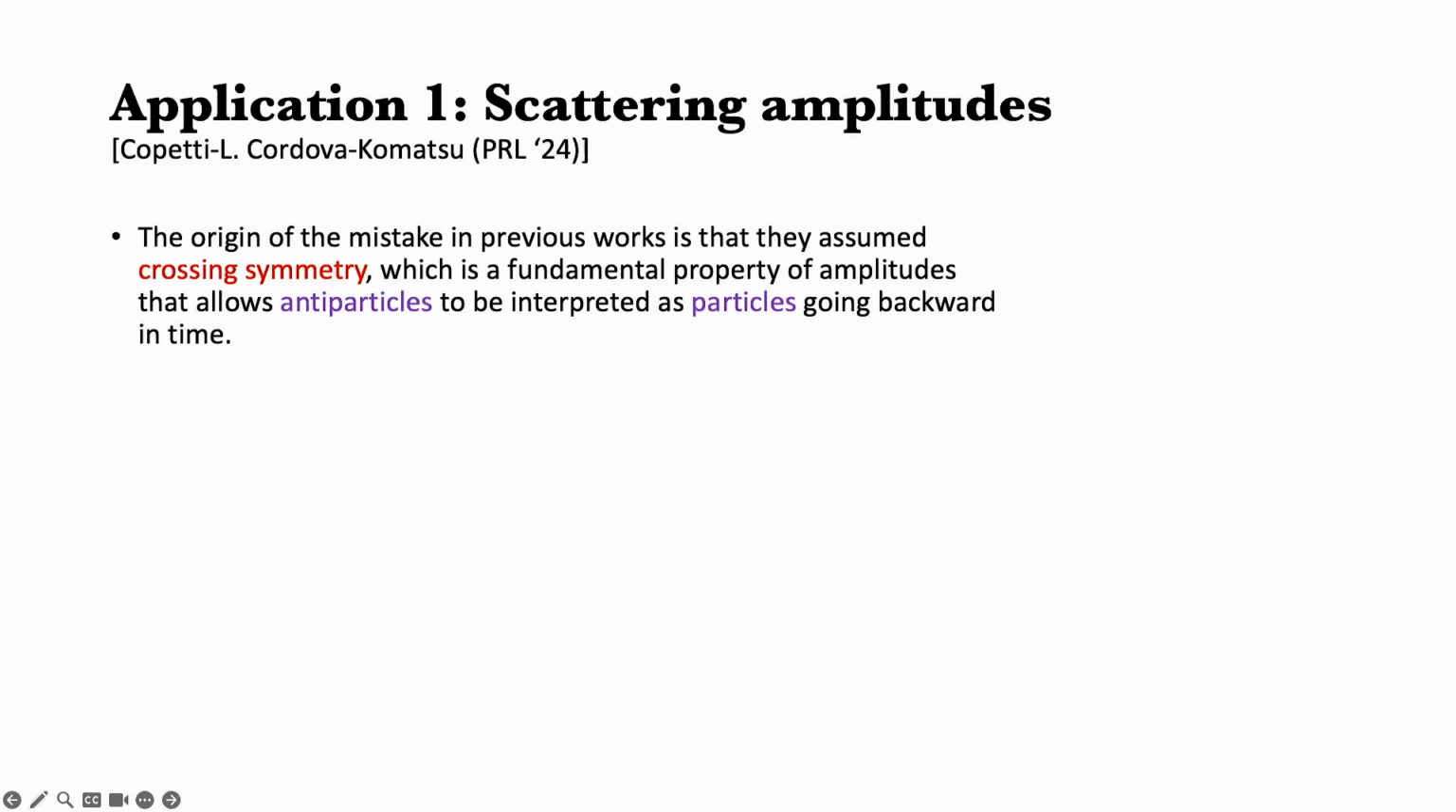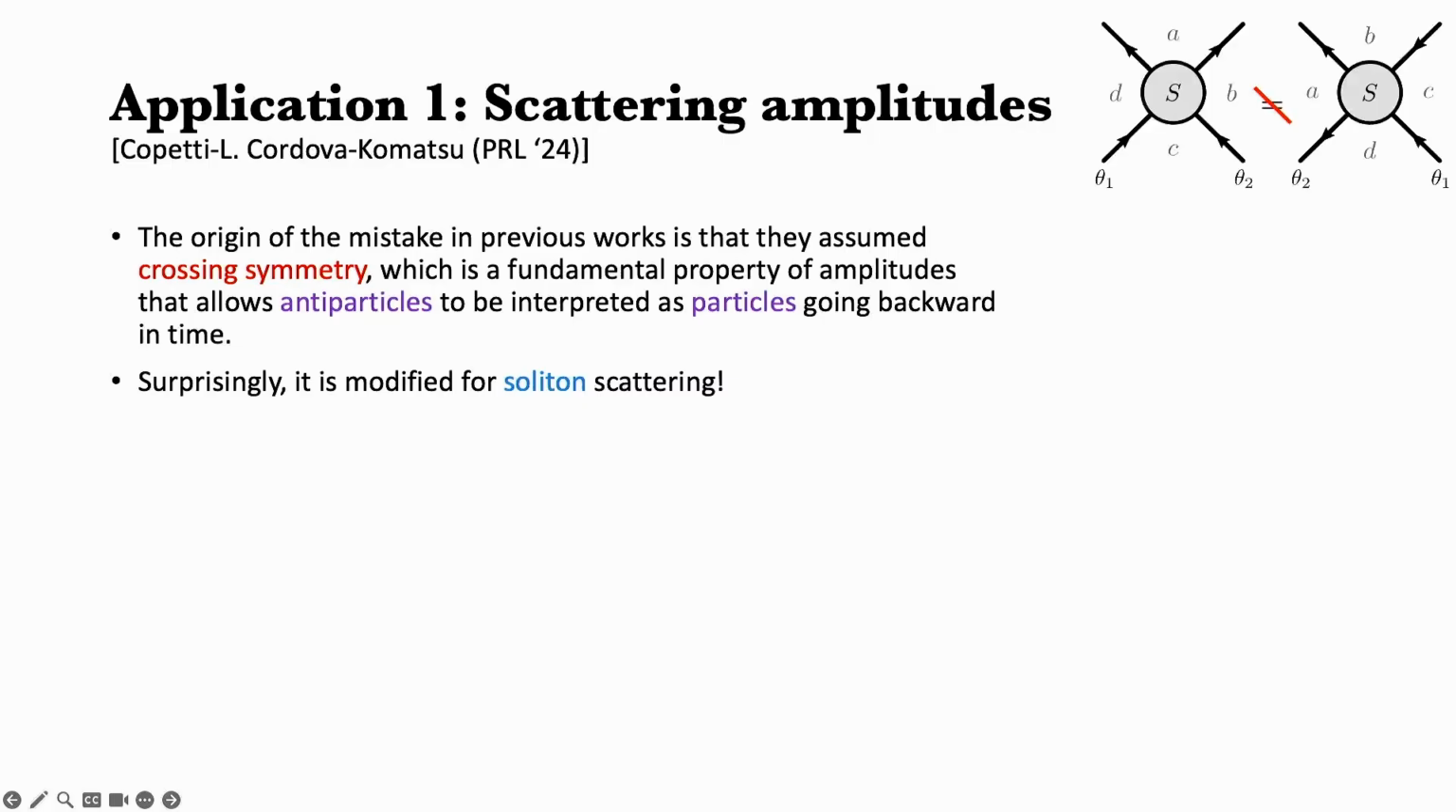The origin of the mistake: crossing symmetry is a fundamental property of scattering amplitudes that interprets an antiparticle as a particle traveling backward in time. Surprisingly, crossing symmetry is modified for soliton scattering. The intuitive reason is that a soliton interpolates from one vacuum of your quantum field theory to a different vacuum. And when you treat the antiparticle as a particle traveling back in time, you go from vacuum number 1 to vacuum number 2 becoming vacuum number 2 to vacuum number 1. And that very subtly gives you a non-trivial factor in the crossing relation. That means that the S-channel scattering amplitude is not literally equal to the T-channel scattering amplitude.